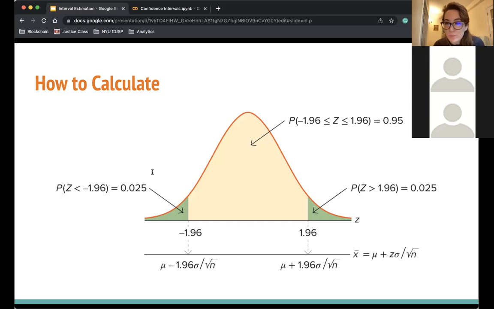Question, with the equation on the bottom, that's the mean minus 1.96 times the standard deviation divided by the square root of the population, right? Not the population, but the number of observations we're looking at. Got it.